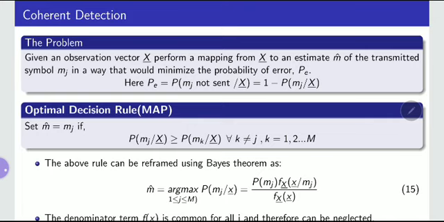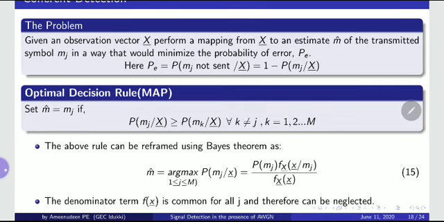You know it, Bayes theorem. So I can write the optimal decision rule like this. For all j's between 1 and M, I need to find the maximum value of P of mj given x, and I will select that message mj as my m cap, which gives the maximum value for this probability. But this probability is not straightforward. So what we will do is we will use Bayes theorem.